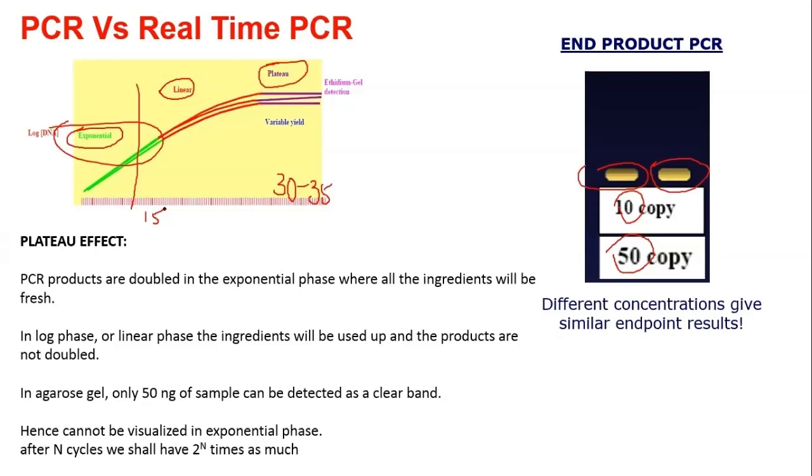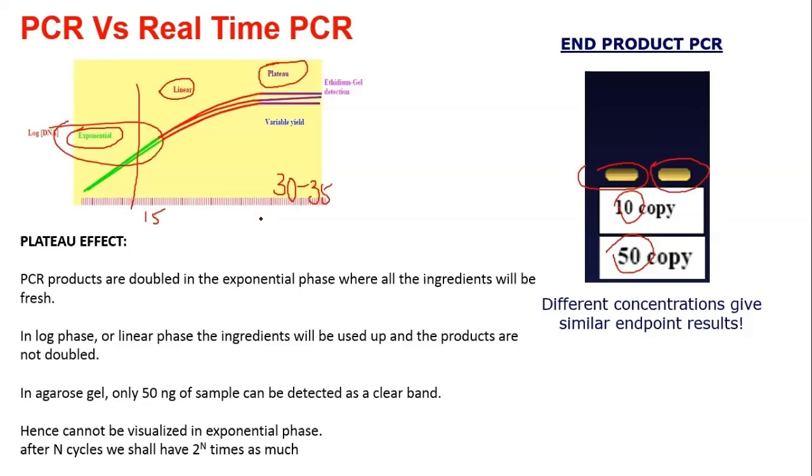Secondly, only about 50 nanogram can be detected on the agarose gel. If it is less than 50 nanogram, you won't see any good band which is fluorescing using ethidium bromide. You cannot see on the agarose gel. So at the end of 35 to 40 cycles, you can see both the 50 copy and the 10 copy as single band size. That's why you have to choose real-time PCR, where you can easily say how much sample is present at the 15th cycle, because in real-time PCR, we can use a dye like ethidium bromide.